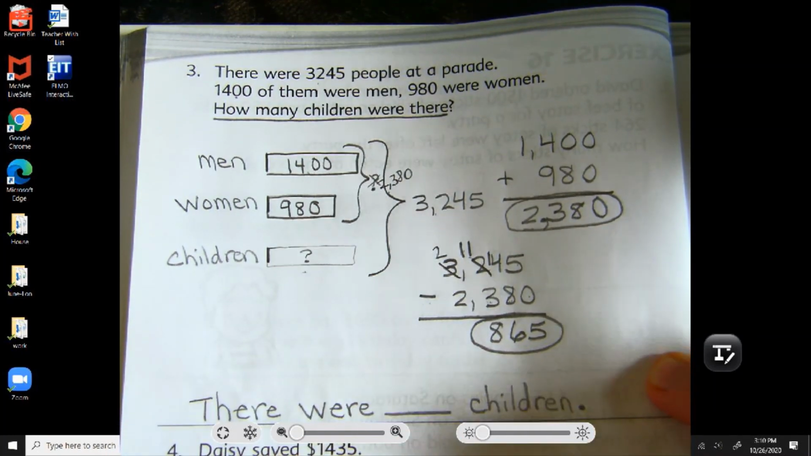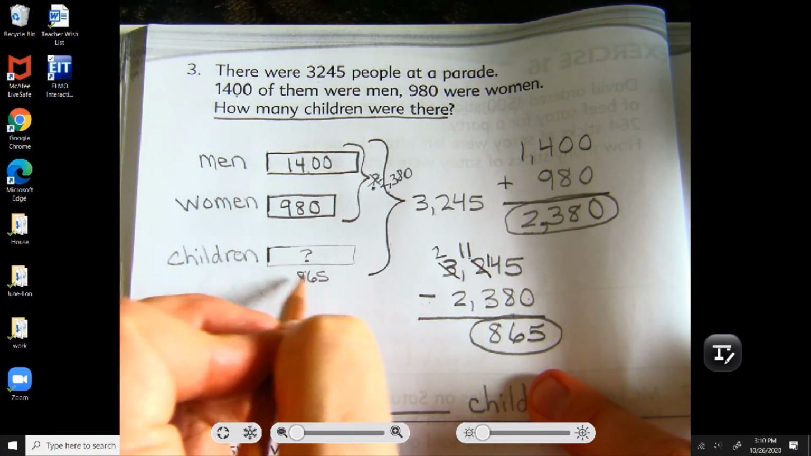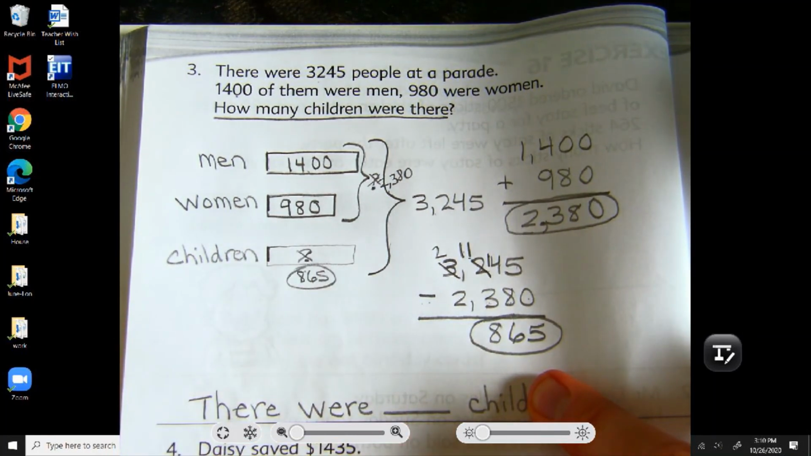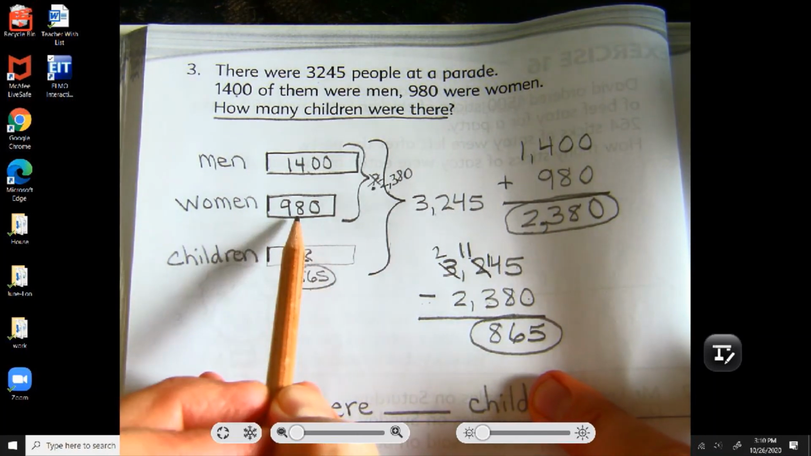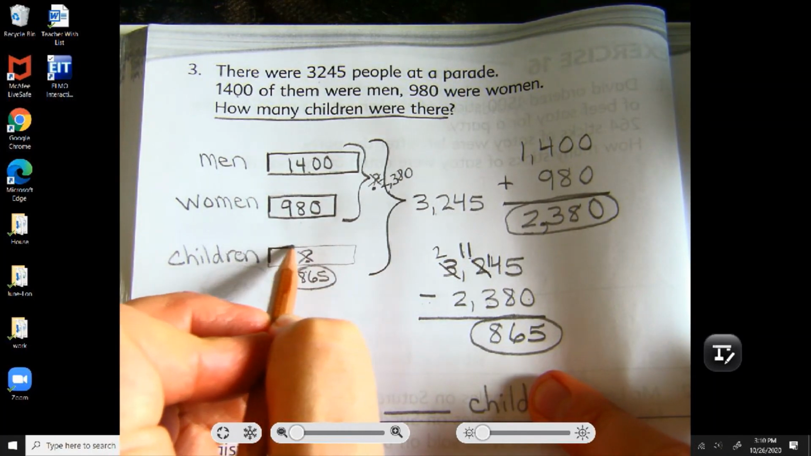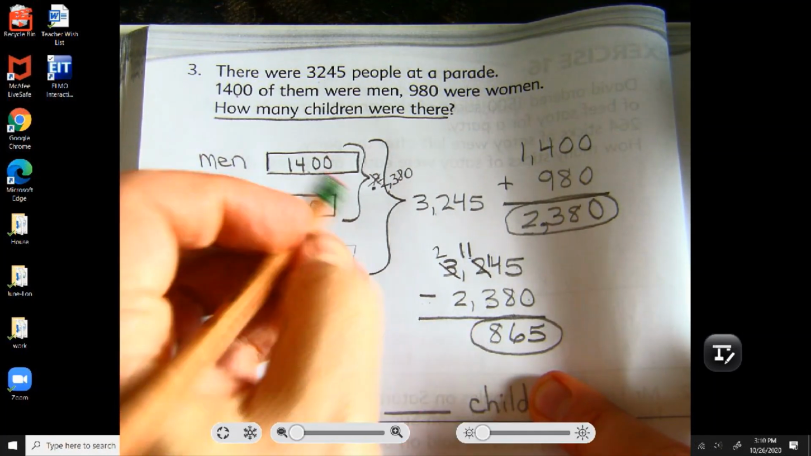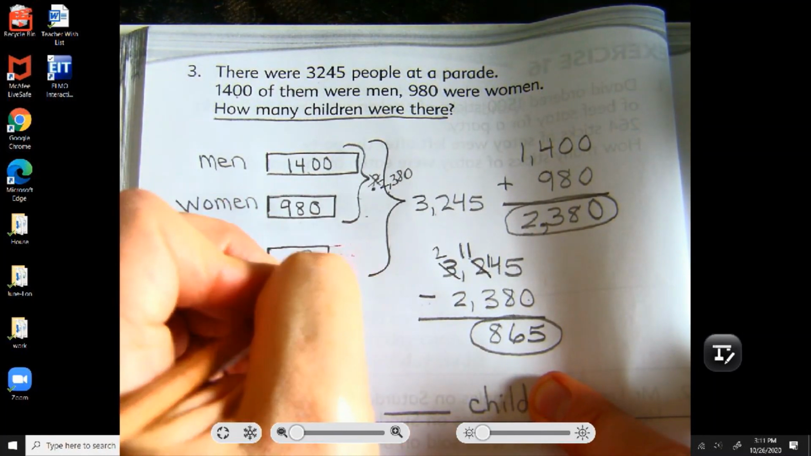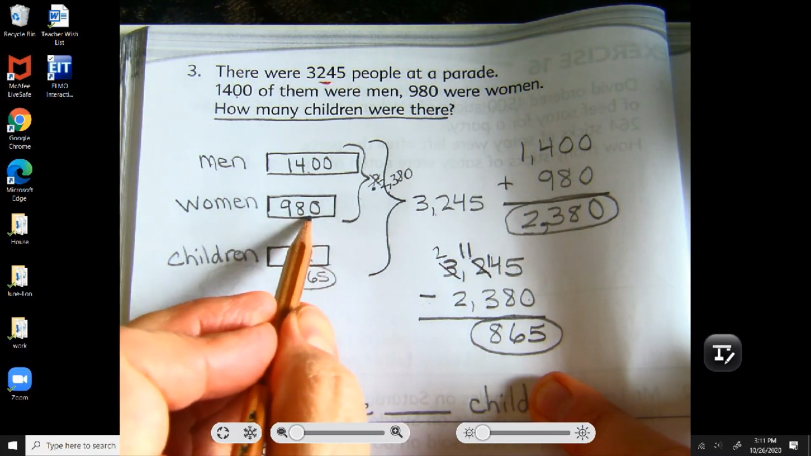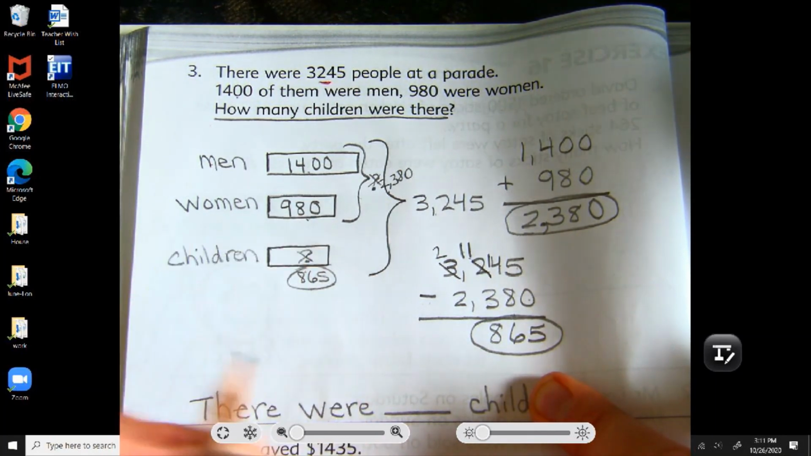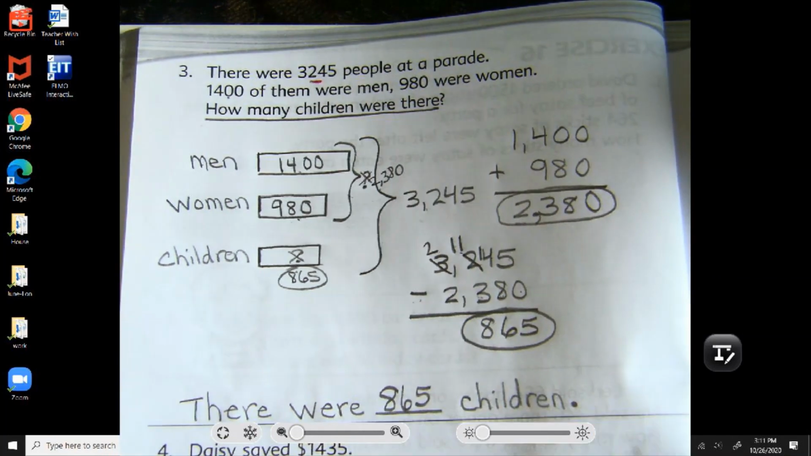865. So now, scholars, I can label my 865 right here and cross out my question mark. But guess what I now know about my unit bar? 865 is the smallest. So now I can darken my unit bar and erase this little bit so that it's a little bit smaller than the 980. And then I fill in my blank. 865 children.